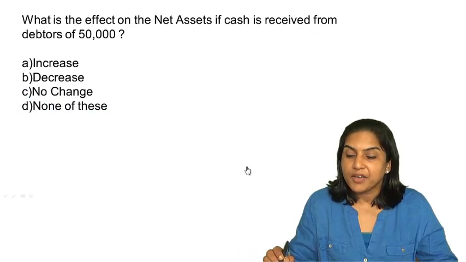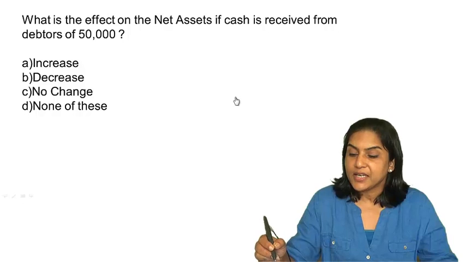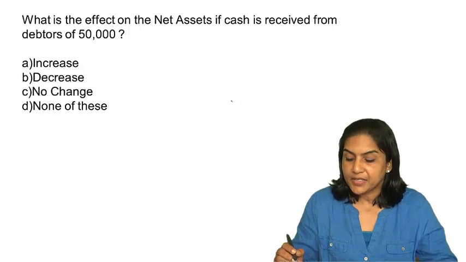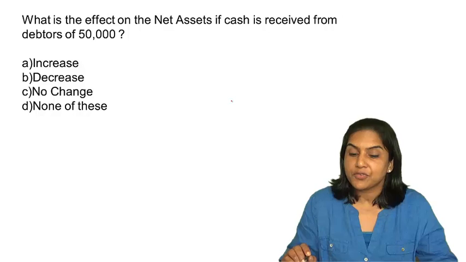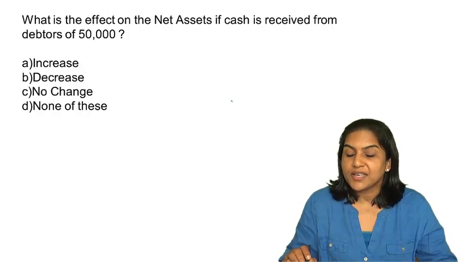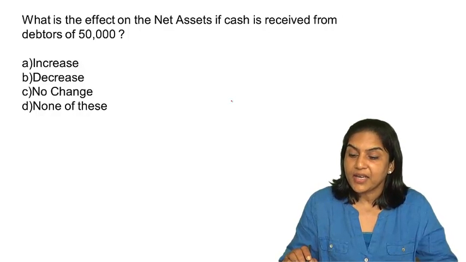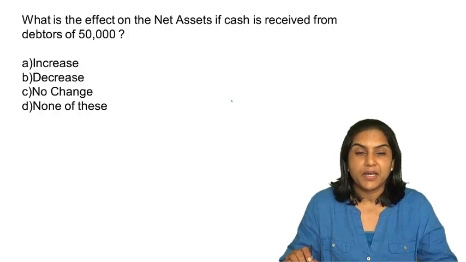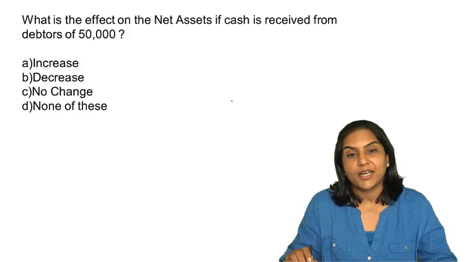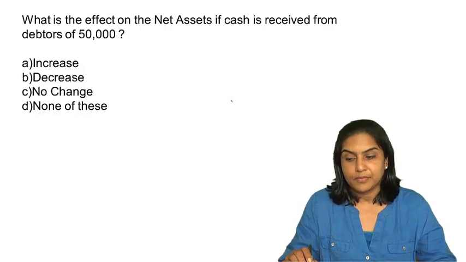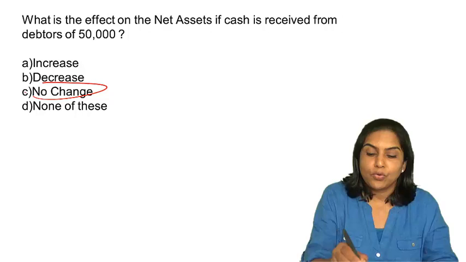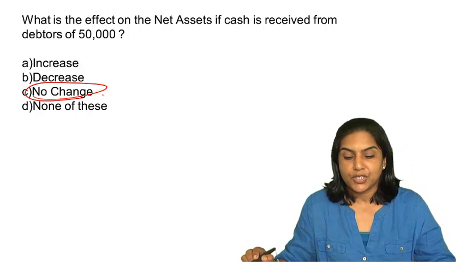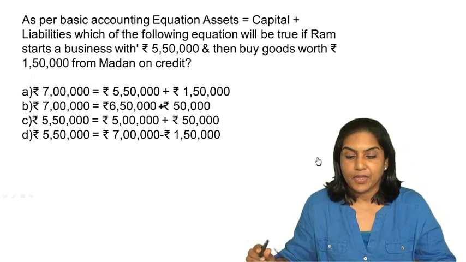Next, what is the effect on the net assets if cash is received from debtors of 50,000? A increase, B decrease, C no change, and D none of these. Cash is received from debtors, cash asset goes up, debtors asset comes down, therefore there is no change in assets. No change in assets.